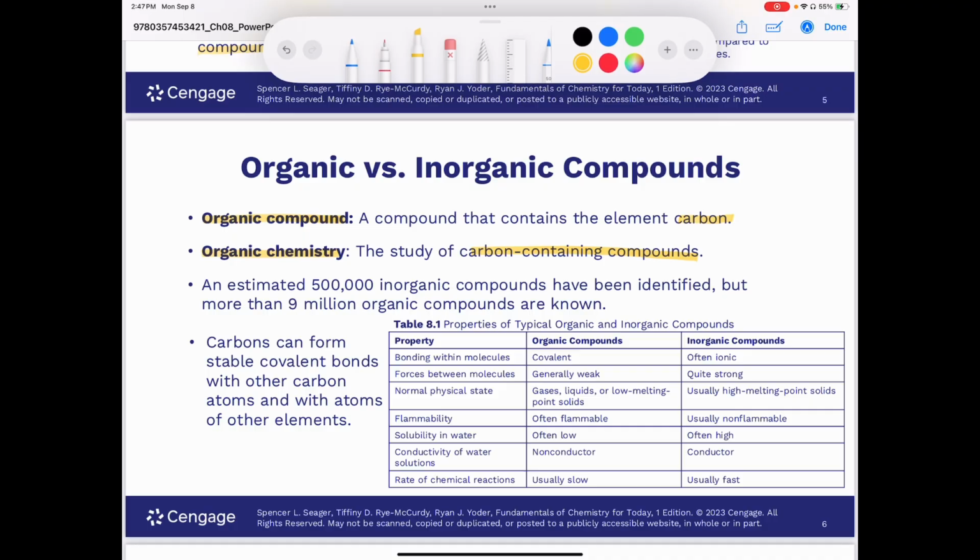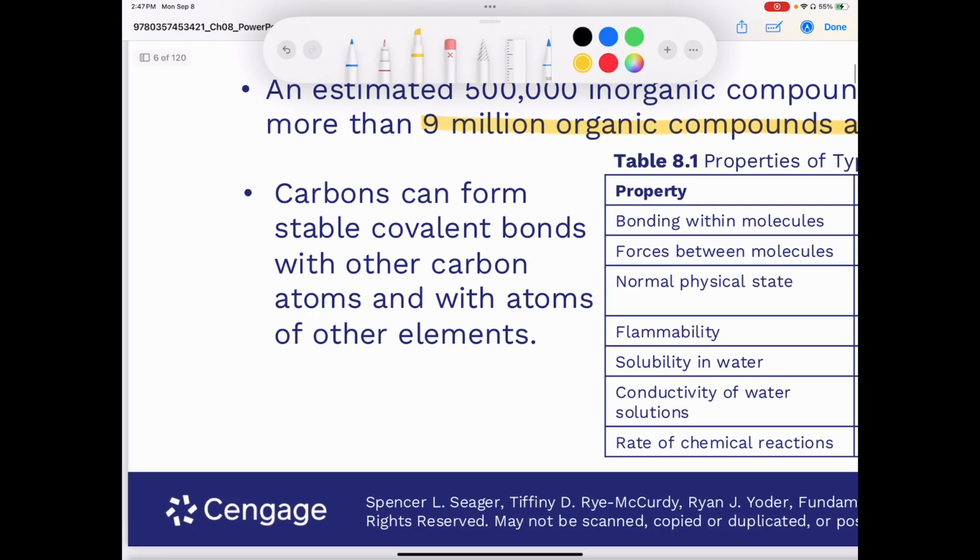Now, there's an estimated 500,000 inorganic compounds that have been identified, but more than 9 million organic compounds are known. So there's lots of organic compounds that are known. And if you ever wonder, well, why are there so many organic compounds? Well, it's because of a unique feature of carbon, that carbon can form stable covalent bonds with other carbon atoms.